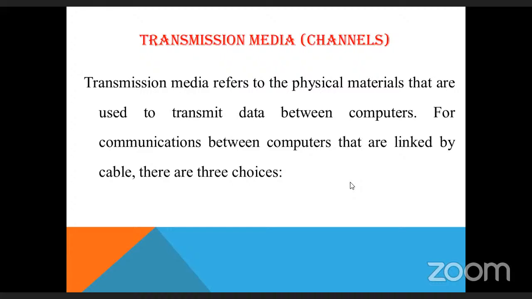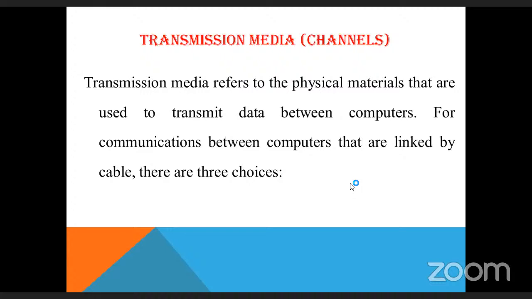So when you look at transmission media, we mean those physical materials that will help you transmit data between computers, just like we've said before. So these channels are going to be used to send data and then to receive data from computer A to another computer. And these channels are basically categorized into three, or they are based on three choices, as we are going to see.